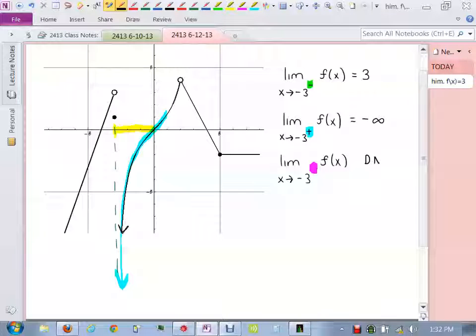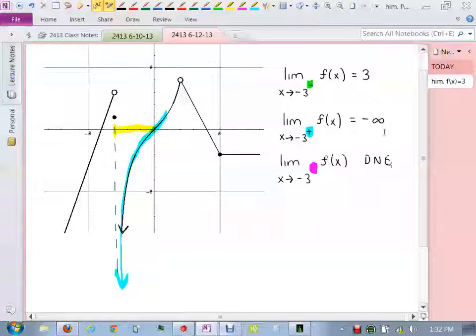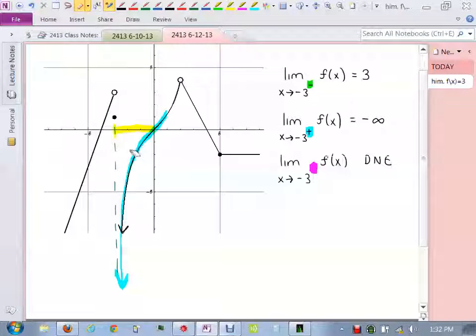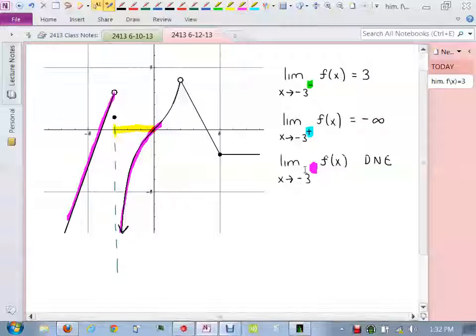Does not exist. D-N-E. That's not an O. I had a student a few semesters ago that was like, why do you keep writing 1? I'm not writing 1, I'm writing D-N-E. Does not exist. All right? Questions on that? So I'll do it in purple. You have to check both from the left and the right to figure this one out. Make sense?